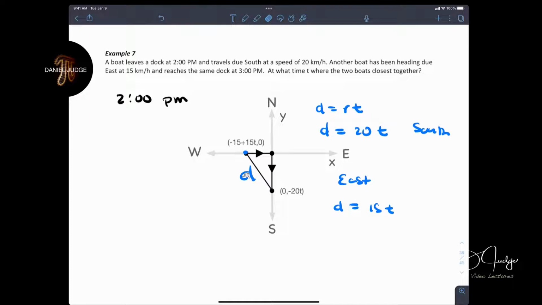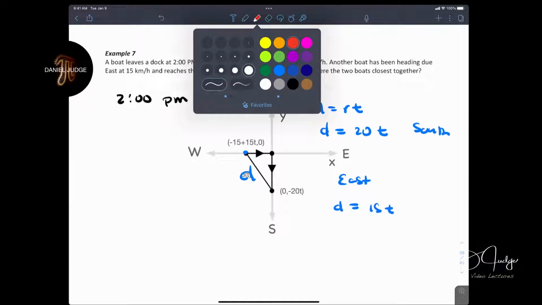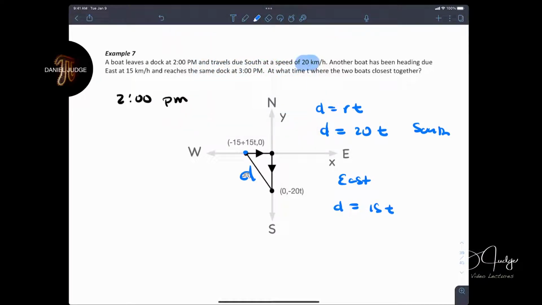So remember, distance is rate times time. They gave us a rate, and the rate they gave us was 20 kilometers per hour, but it's going south. So I put a little compass here, and that's the distance d that we found earlier, saying d is 20 times t. So we're going to really say that this distance is down here, 20t.